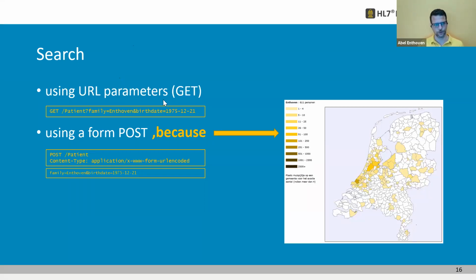So you can do a search using the search parameters. As you can see here, I'm searching for myself because my name is Enthoven and my birth date is 1975/12/21. You can also use a form post, and that's actually a little bit safer, because when you use a form post in the same way, then you are sending the data in your body and not in your header. And headers are protected by HTTPS and stuff like that, but they get logged a lot. So they will be in the log somewhere, and you don't want that. Because, you know, as you can see, you can look me up in the Netherlands if you want to.